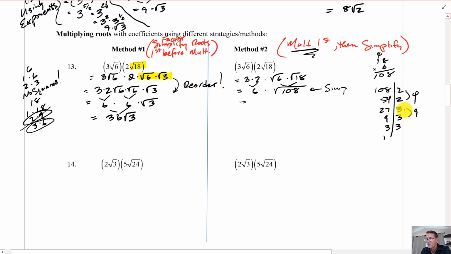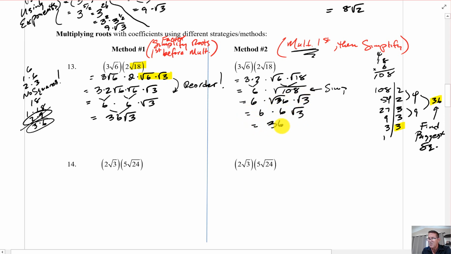2 times 2 is 4, 3 times 3 is 9, and then 4 times 9 is 36. So I see 36 times 3 as my factors. I talked about that in a prior lesson. You want to find the biggest square. So you have 6 times root 36 times root 3, and that's 6 times root 3, and now it looks the same as the one on the left. Look at this, they're the same.